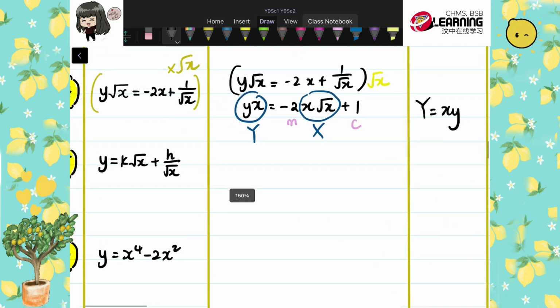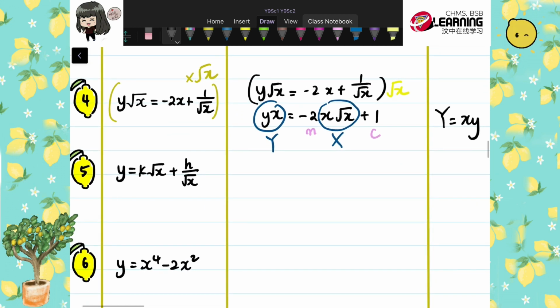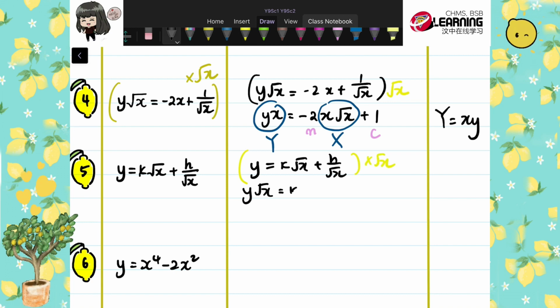So question 5 here. I'm going to do this for you. This one has K and H. Basically K and H both are constants. So here I also times with square root of x. When I times with square root of x, this one, y square root x, equals kx. Square root x times square root x is x, plus h.